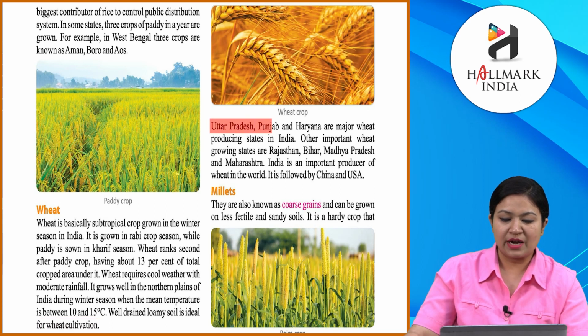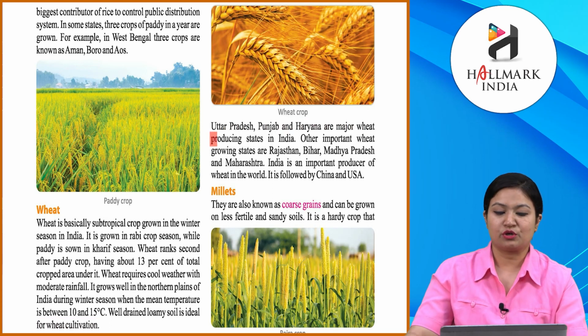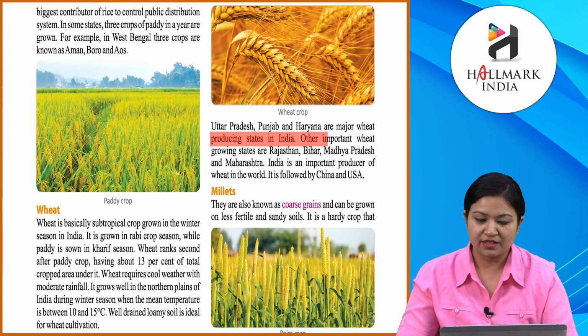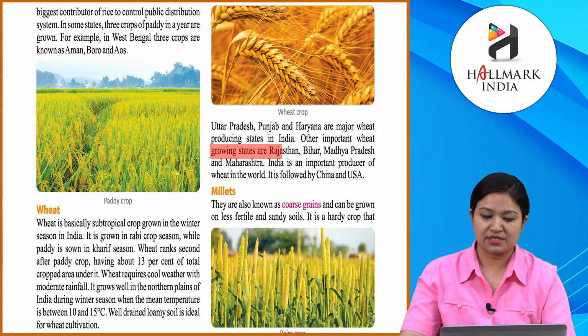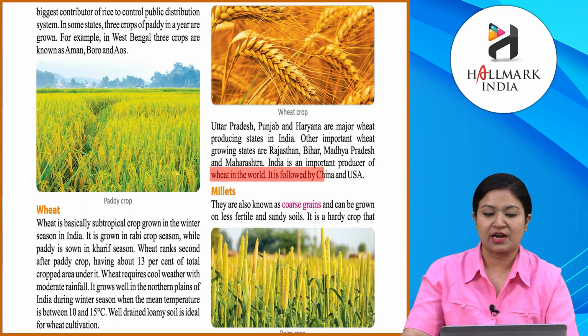Uttar Pradesh, Punjab and Haryana are major wheat producing states in India. Other important wheat growing states are Rajasthan, Bihar, Madhya Pradesh and Maharashtra. India is an important producer of wheat in the world. It is followed by China and USA.